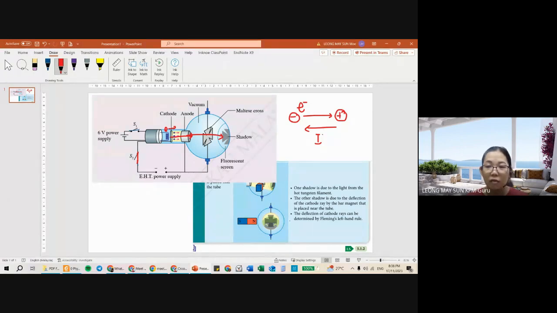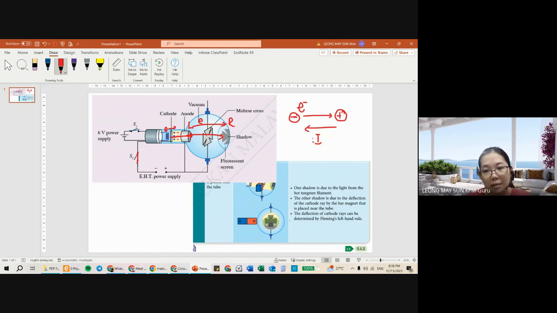Current is actually the rate of flow of charge, and the charge that's flowing right now is the electrons. Electrons are moving from negative towards positive, which in this case is from the left side of the cathode ray tube towards the right side. This is the electron movement. The current will move in the opposite direction, so I is moving towards the left. That's one thing I want you to think about right now.